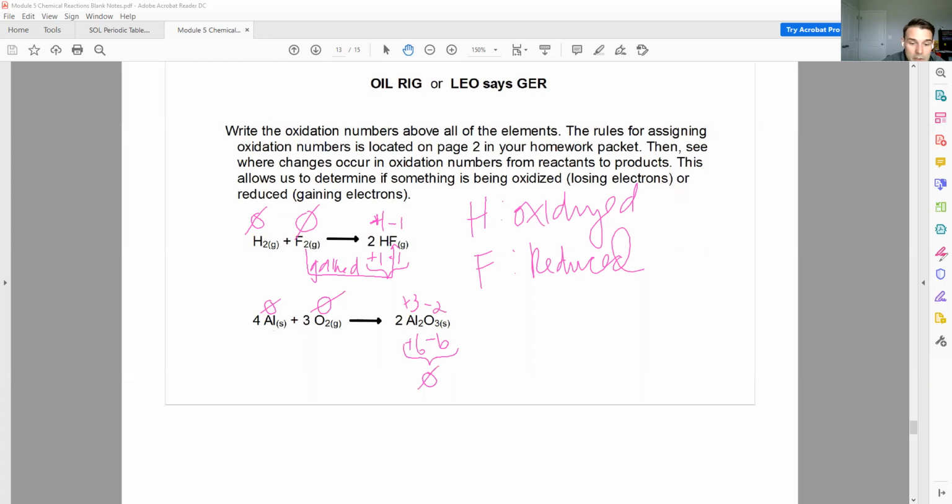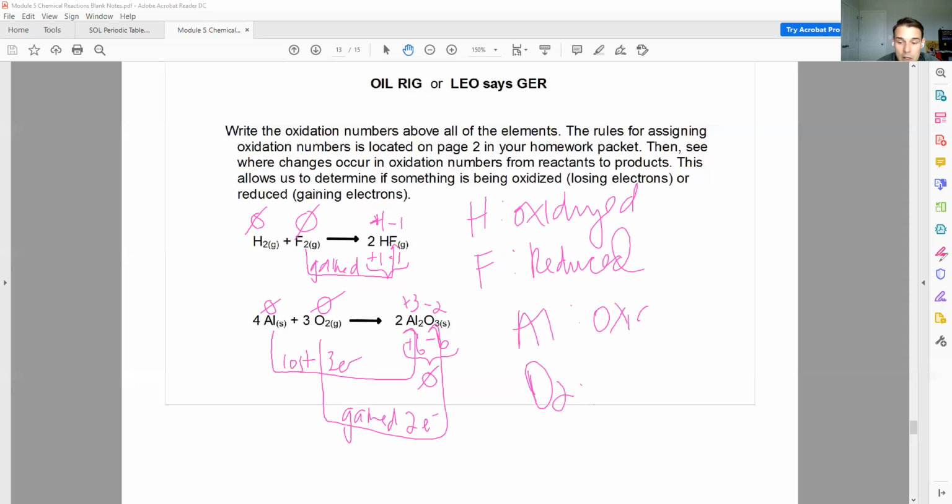Okay, and then we just see how it's changed. Aluminum went from a 0 to a +3, so it lost 3 electrons. Oxygen gained 2 electrons. So aluminum lost, oxidation is loss. So this was oxidized, this was reduced. And that's it. That's simply all we're doing with this.